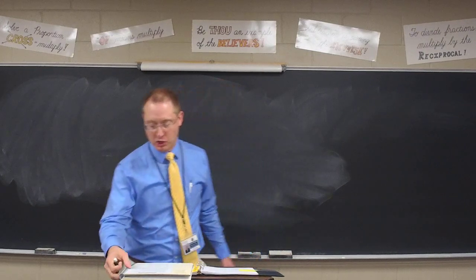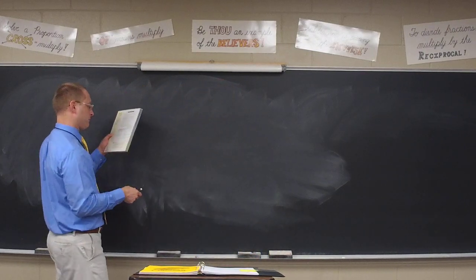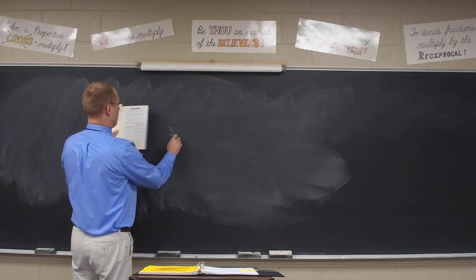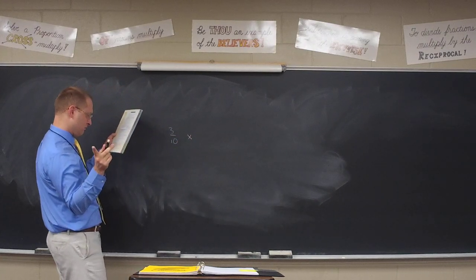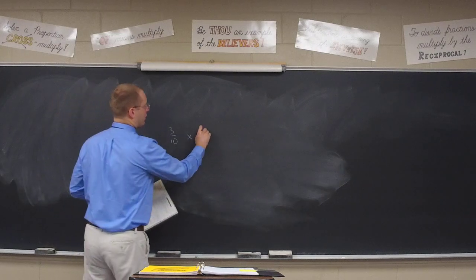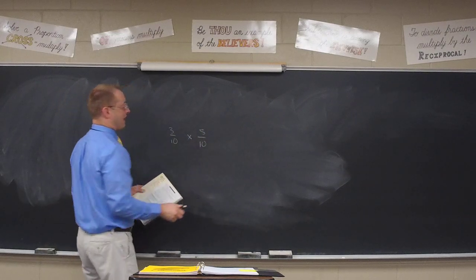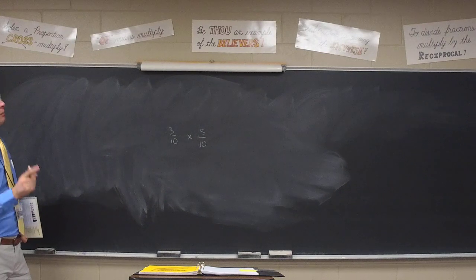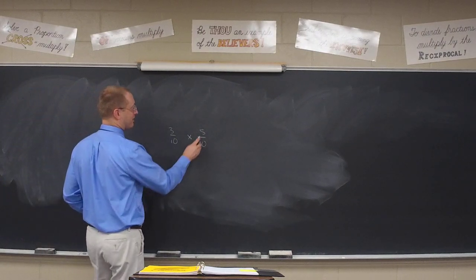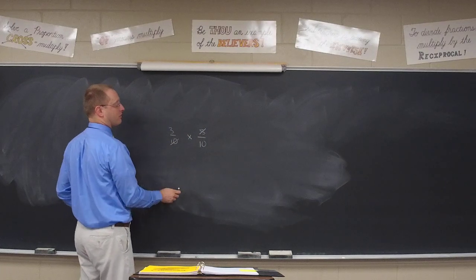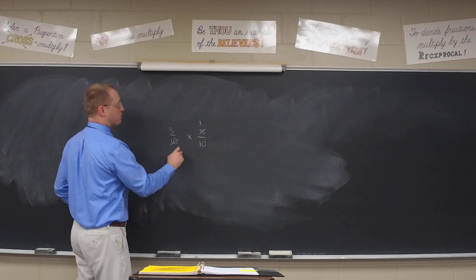So, Bryson, what 2 things are we multiplying here? 3 tenths and 5 tenths. 3 to 10 times 5 to 10. But we've got to cancel stuff. What can we cancel here, Bryson? 5 and 10, to get 1 and 2. So what's our answer?